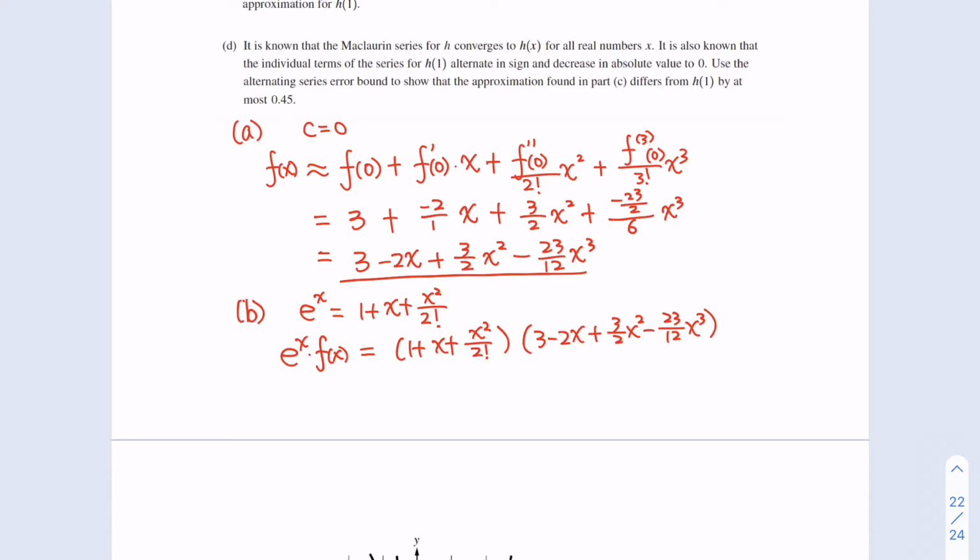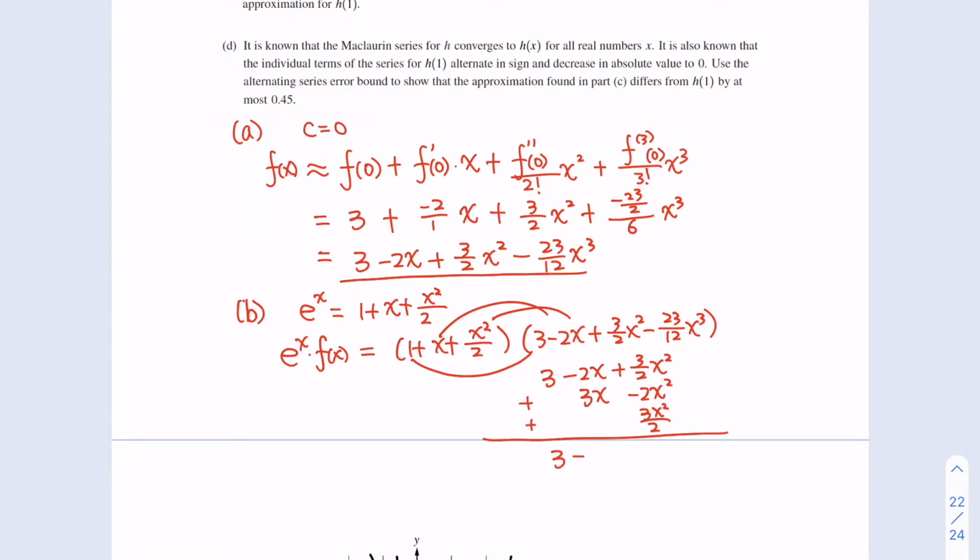How do we multiply them? We can multiply 1 to each number. We'll get 3 minus 2x plus 3 over 2 x squared. X cubed, we don't have to multiply. Then x multiplies each term. So x times 3 gives us 3x. And x times -2x gives us minus 2x squared. X squared over 2 times 3 gives us 3x squared over 2. And we add all the terms here. We have 3 plus x squared. This will be our final answer, 3 plus x squared.